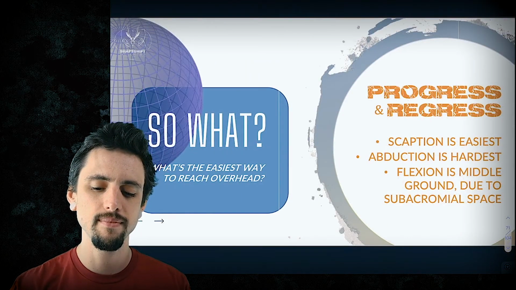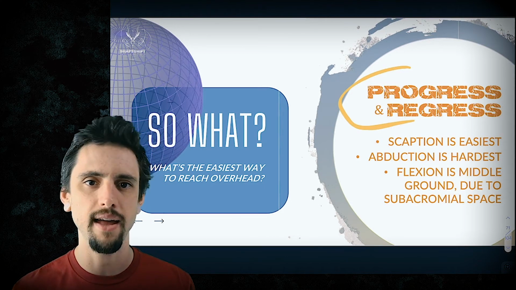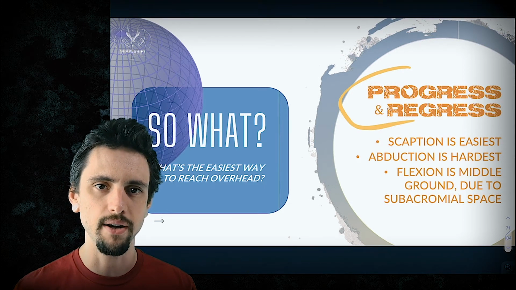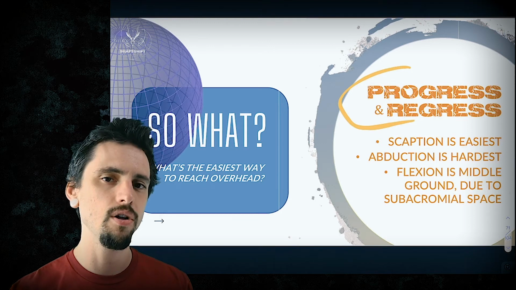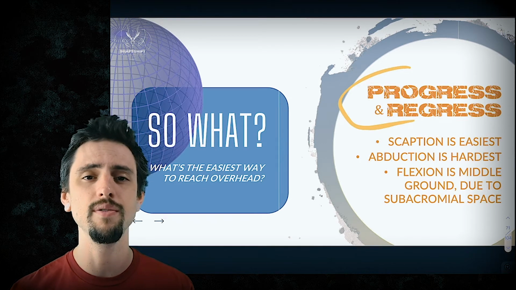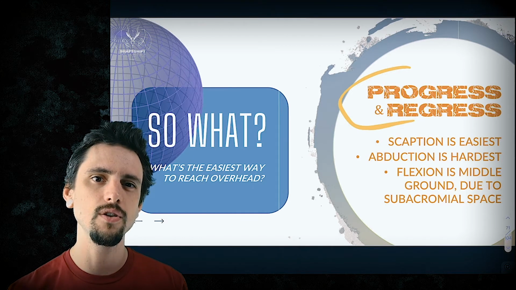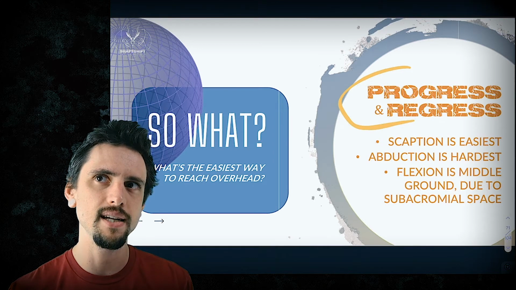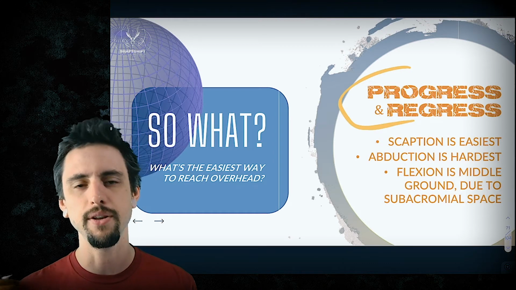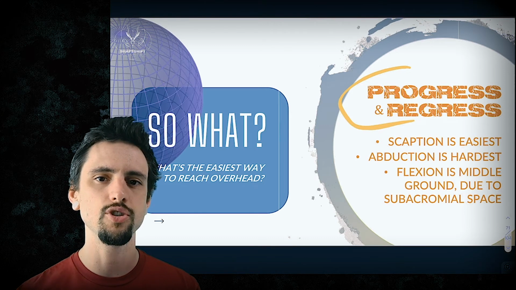So what? Well, so what? We just progress and regress. It's not that abduction's bad, right? Or flexion's better, or scaption is better. They're all different motions, and you should be able to try all of them. You should be able to move in any direction you like to. But if you're having trouble, then this teaches you what might be getting in the way. Maybe it's some muscles that don't like to get stretched out. Maybe it's a strength issue.